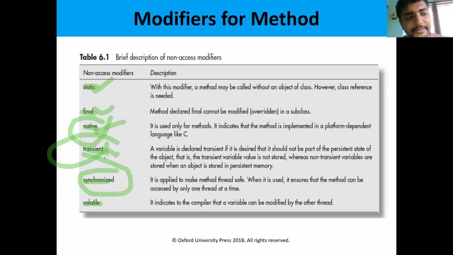In that case, we can use the keyword synchronized. Volatile is also a keyword used in threads. It indicates to the compiler that a variable can be modified by another thread. Volatile means changing of the nature, that is, a variable's value can be changed by another program or other threads. We indicate that through the volatile keyword. These are some of the non-access modifiers used in methods.